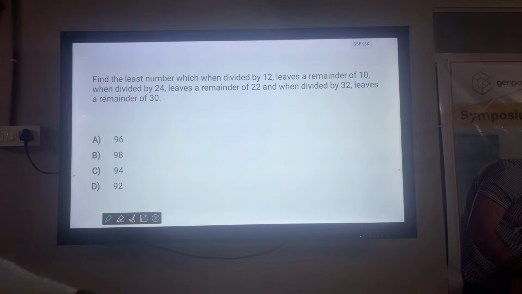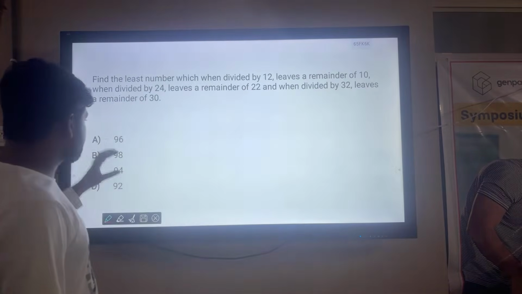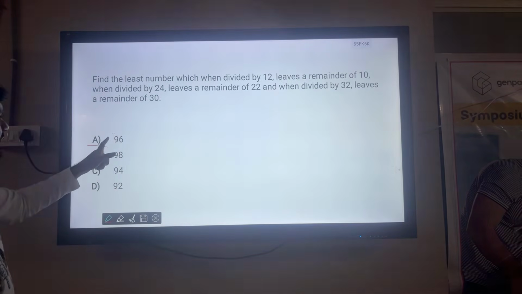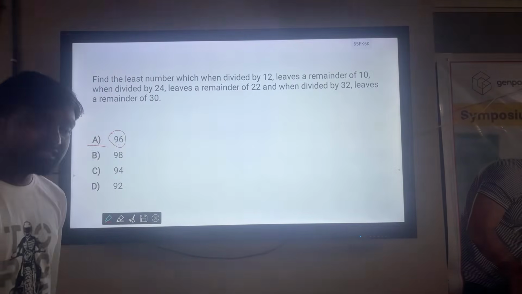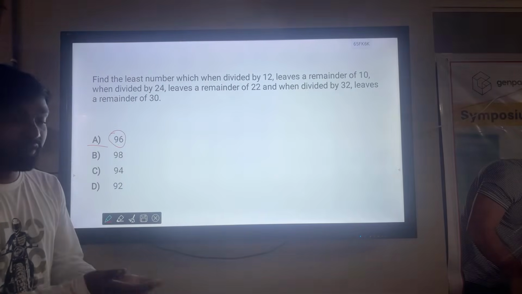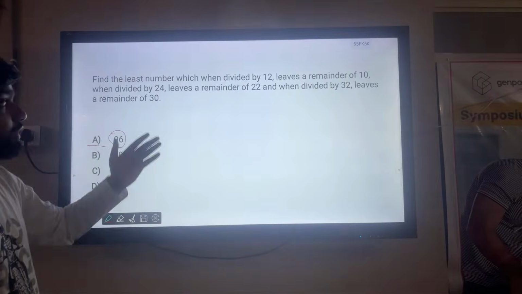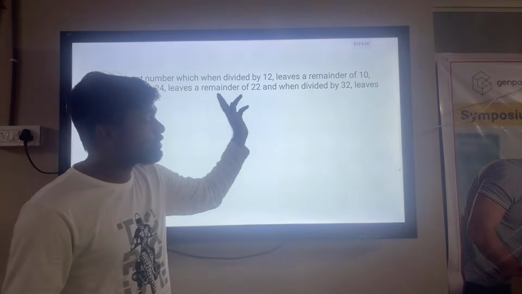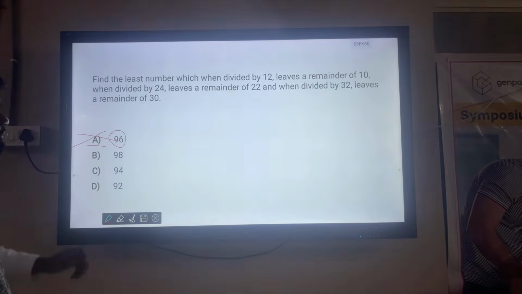First, when divided by 12, it gives remainder 10. Suppose A is the option. What is the A value? 96. 96 divided by 12, will you get any remainder? No, 0, because 12 divides 96 exactly. But as per the question, when you divide by 12, it should give remainder 10. So it is cancelled.